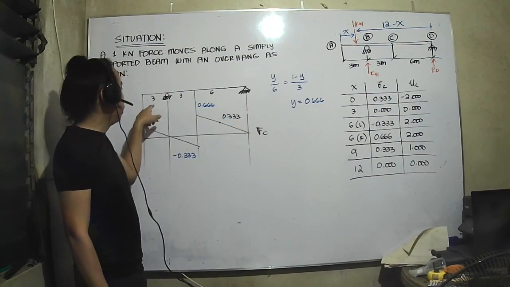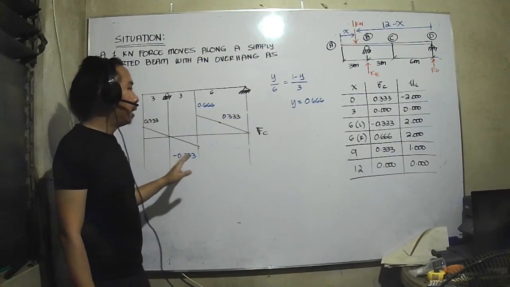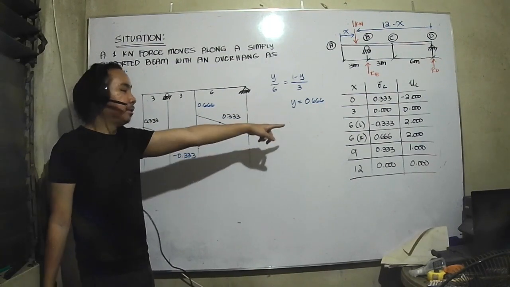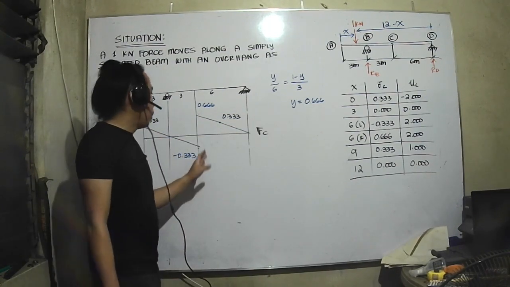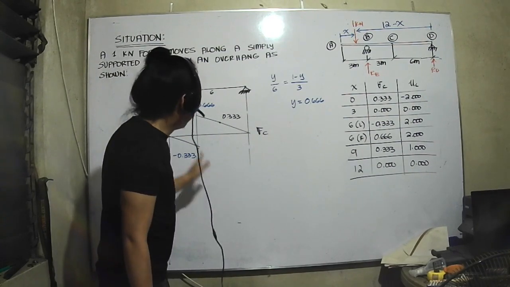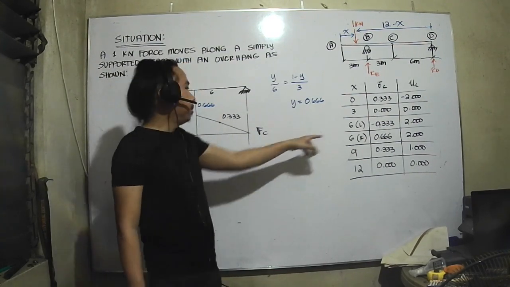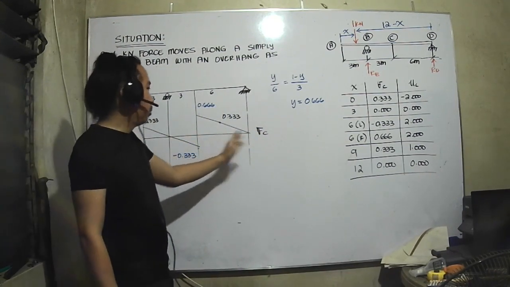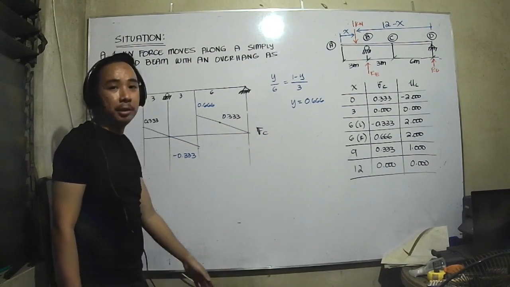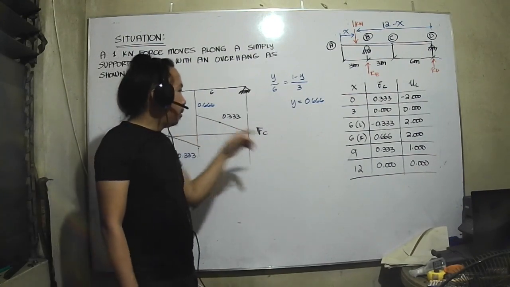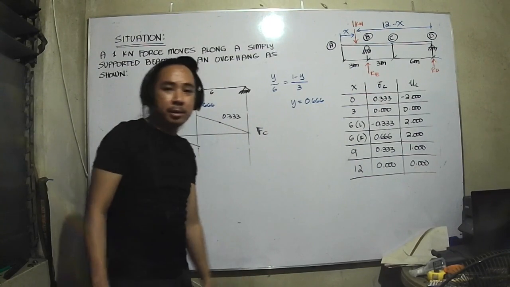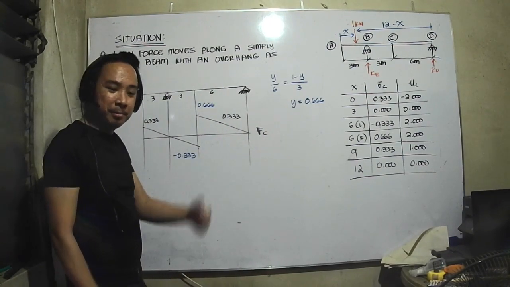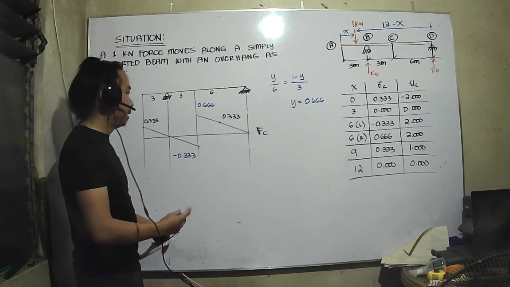When x is equal to 3 plus 3, 6. Pila? 6 but dun na sa left na side. That is negative 0.333. Okay? When x is equal to 6, but sa right na side, pila man na siya? 0.666. Okay? Now, when x is equal to 9, 0.333. Sakto, 0.333 ang labas. And finally, when x is equal to 12, pila tong value sa VC? 0. Right? That is for the shear sa C.